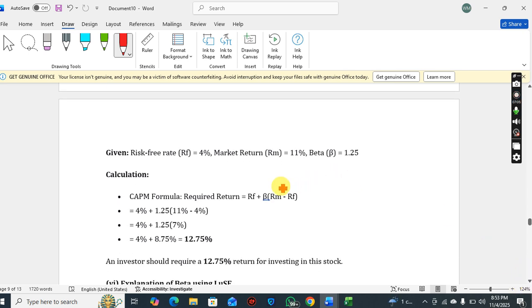Okay. Risk-free rate, RF, 4%. Beta, 1.25. Return on the market, 11%. Again, risk-free, 4%. Now, one thing I need to mention is this return on the market minus the risk-free rate is also called equity premium.